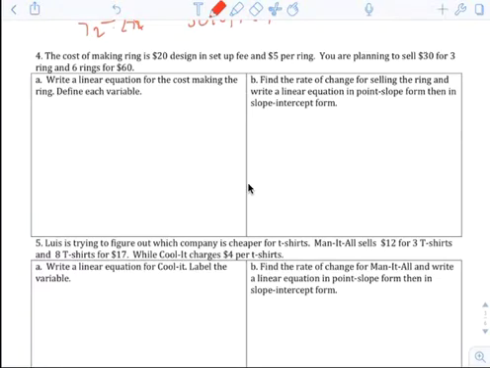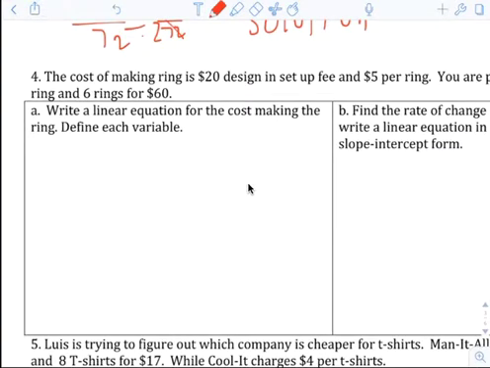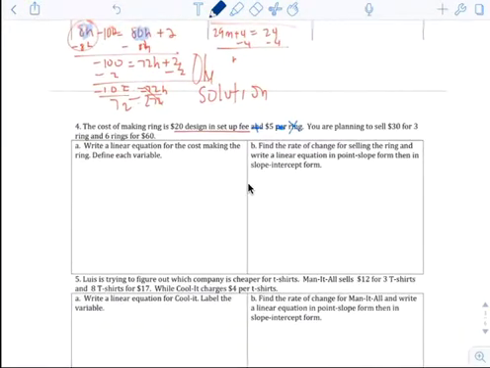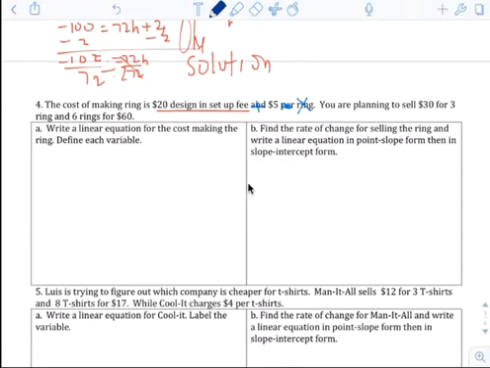Anyways, the cost of making rings is $20 design fee, sometimes called a set fee or a one-time fee. The cost of making a ring is a $20 one-time fee, the same thing as a set fee, okay? And $5 per ring. You are planning to sell $30 for 3 rings and $60 for 6 rings.